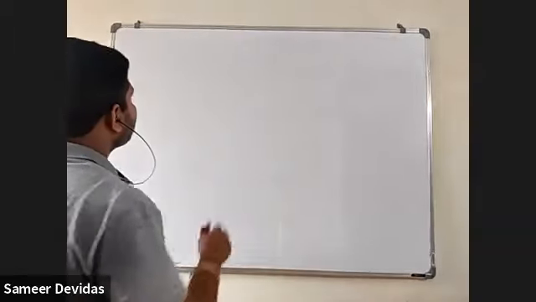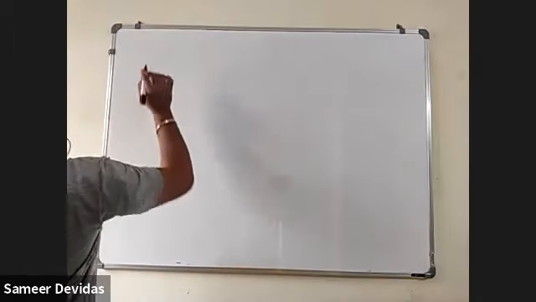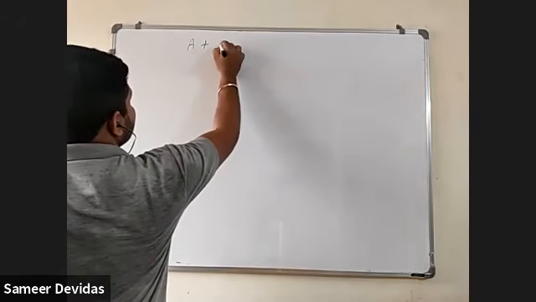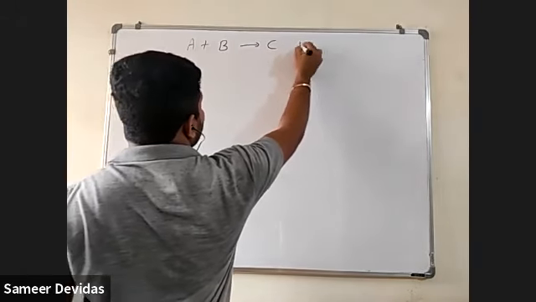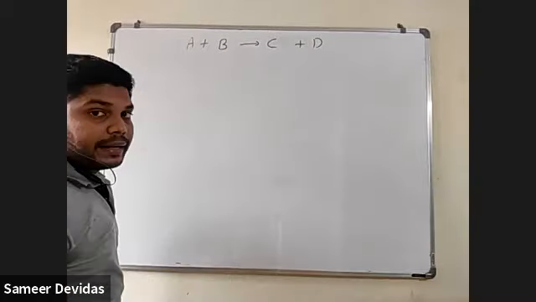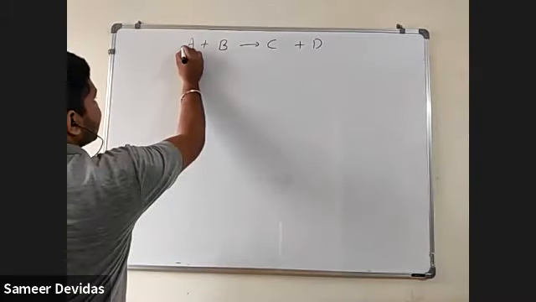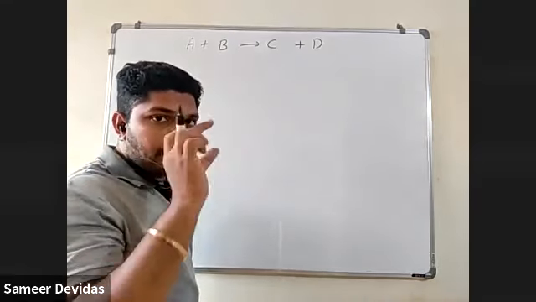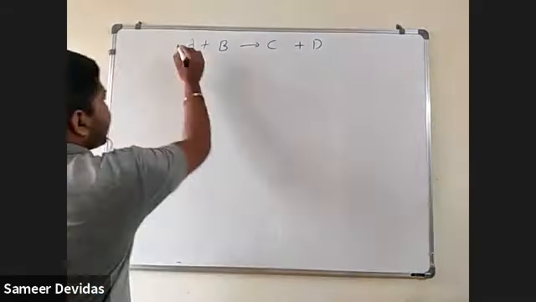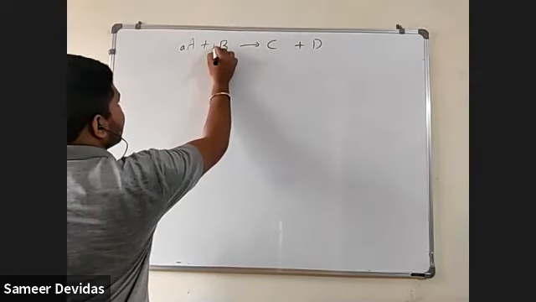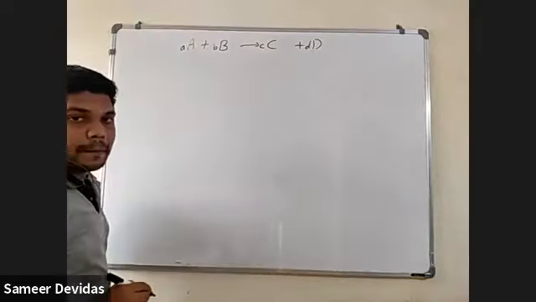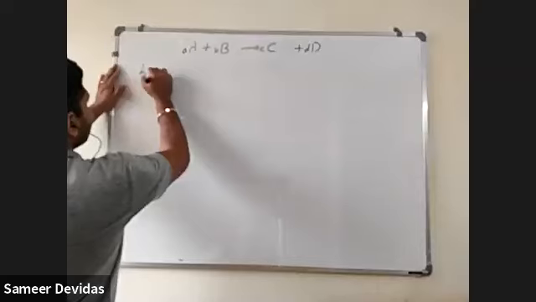Now, first, law of mass action. Before going to the law of mass action, I will write A plus B gives C plus D. This is our reaction. Now, stoichiometry, you have seen, no? Before the species, there is a number 1, 2, 3. That I will write as a small alphabet. Is this clear? Yes, sir. Okay. Now, law of mass action.